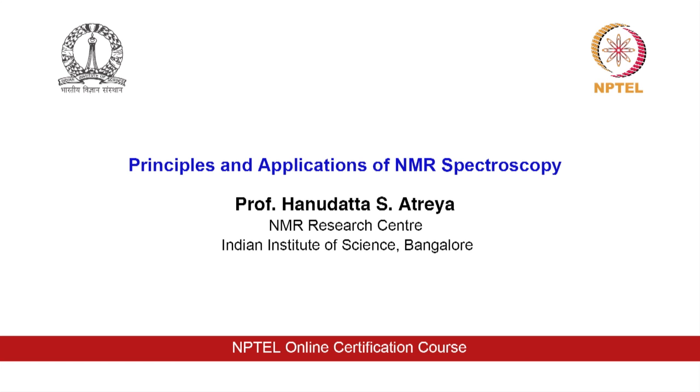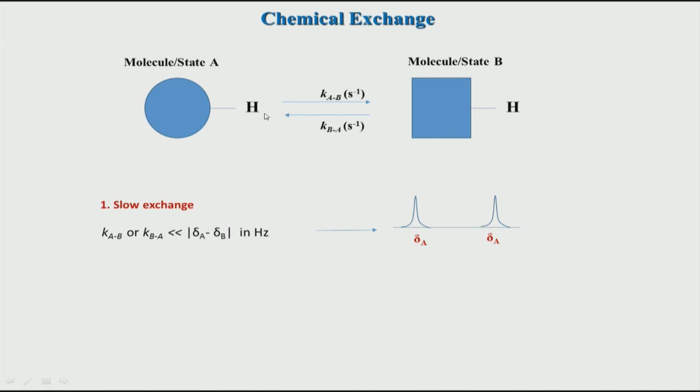In the last class we looked at different chemical exchange processes, whether they are slow or fast, and how it is determined. So, let us continue with that in this class. This is again shown here: if you have two different molecules or two different states, where the hydrogen atom is going from one state to another, we use the words state A and state B, and there is a dynamic equilibrium or exchange going on between these two states.